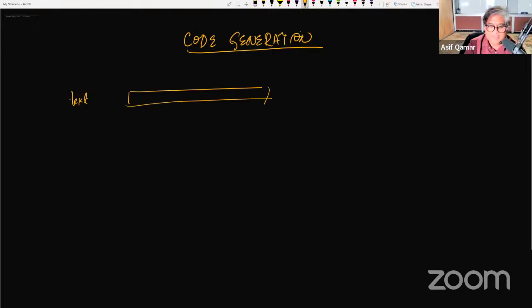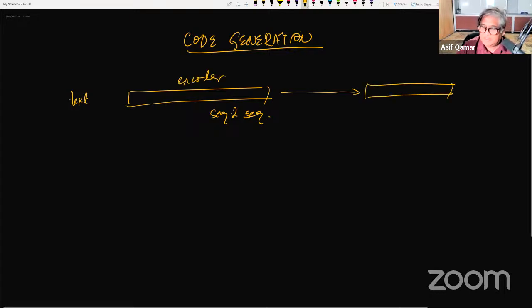Code generation. We talked about what a language model is, or what a sequence to sequence model is. Suppose I have text. Think of text. It goes in and I get a language representation. A language model, or a sequence to sequence model as it is called, will have an encoder and a decoder.